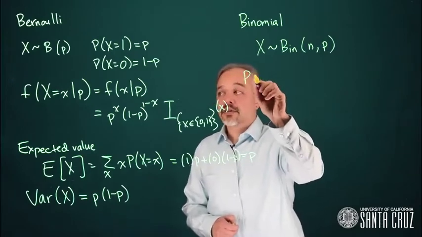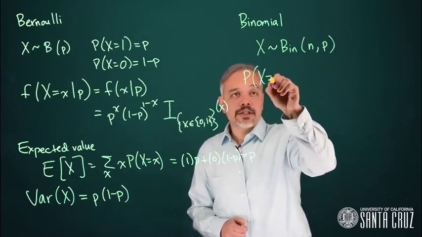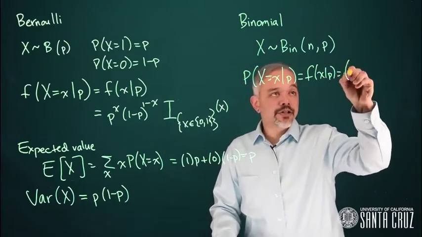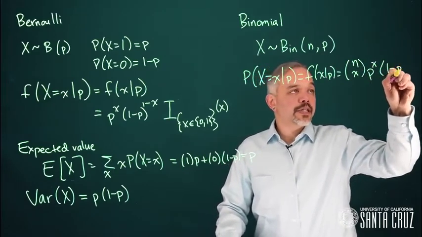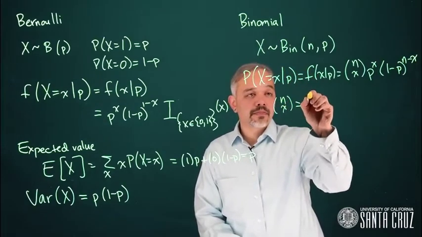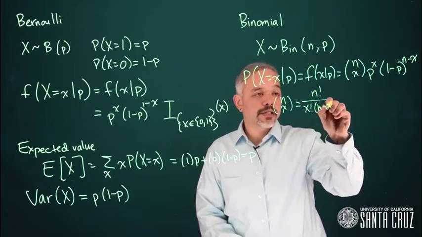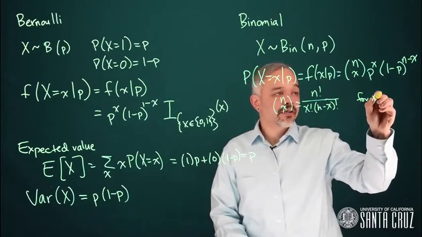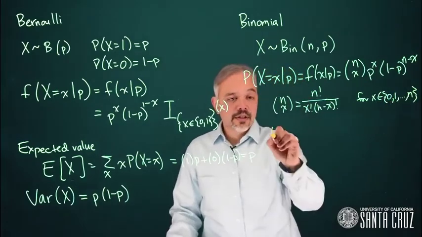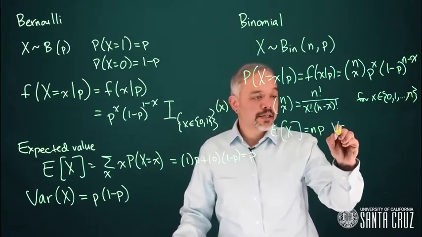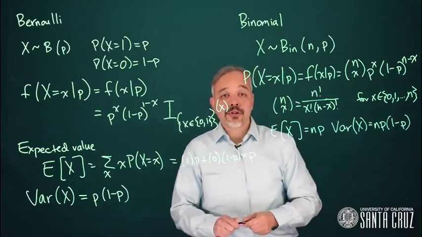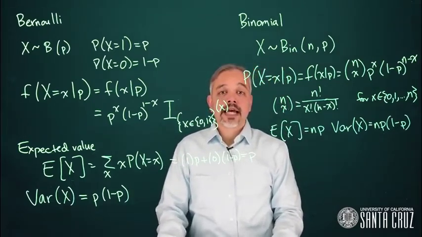In this case, the probability function, the probability that x takes some value little x given p, is n choose x times p to the x times 1 minus p to the n minus x. N choose x is the combinatoric term, n factorial over x factorial times n minus x factorial. And this is all for x taking values 0, 1, up to n. The expected value for a binomial is n times p, and the variance for a binomial is n times p times 1 minus p. Other distributions that we may encounter include the multinomial, a further generalization, and the Poisson distribution.